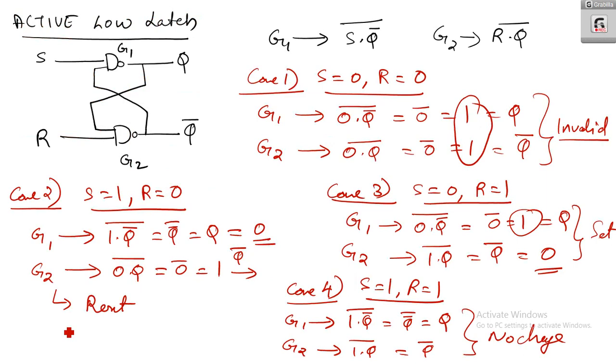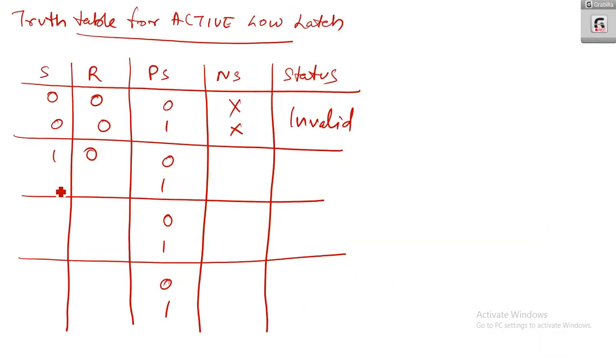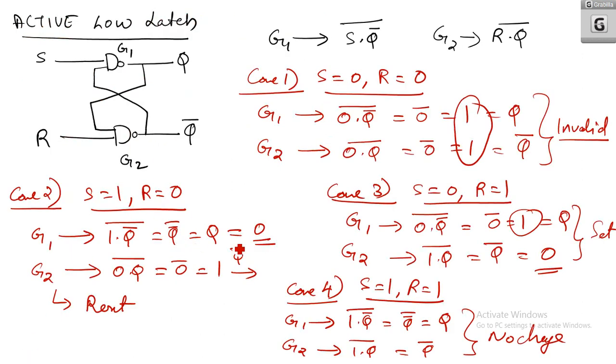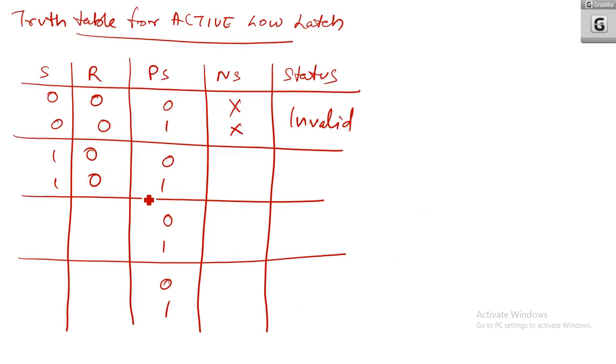Now the next case, case 2, is S equal to 1 and R equal to 0. If the present state is 0, it will go to 0. Whatever the present state is, you will get 0 as the next state. So that is basically a reset.